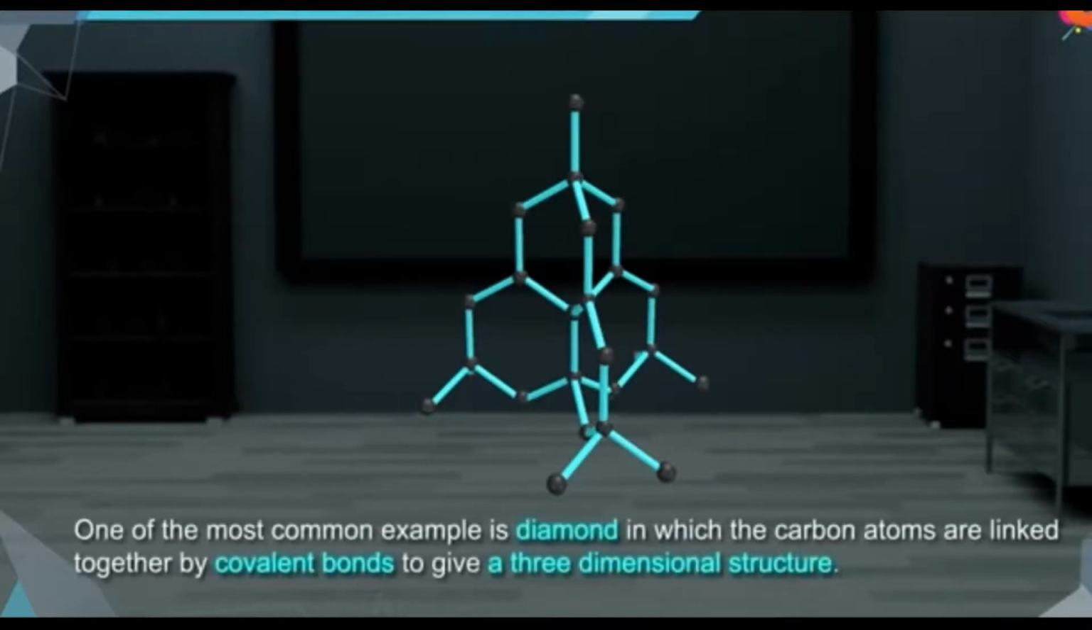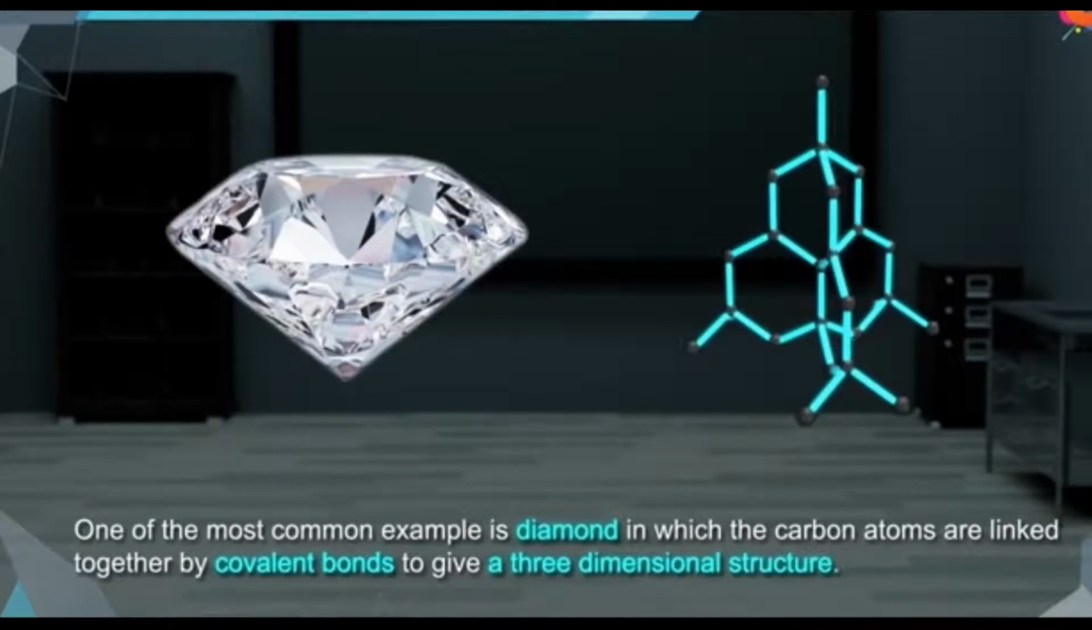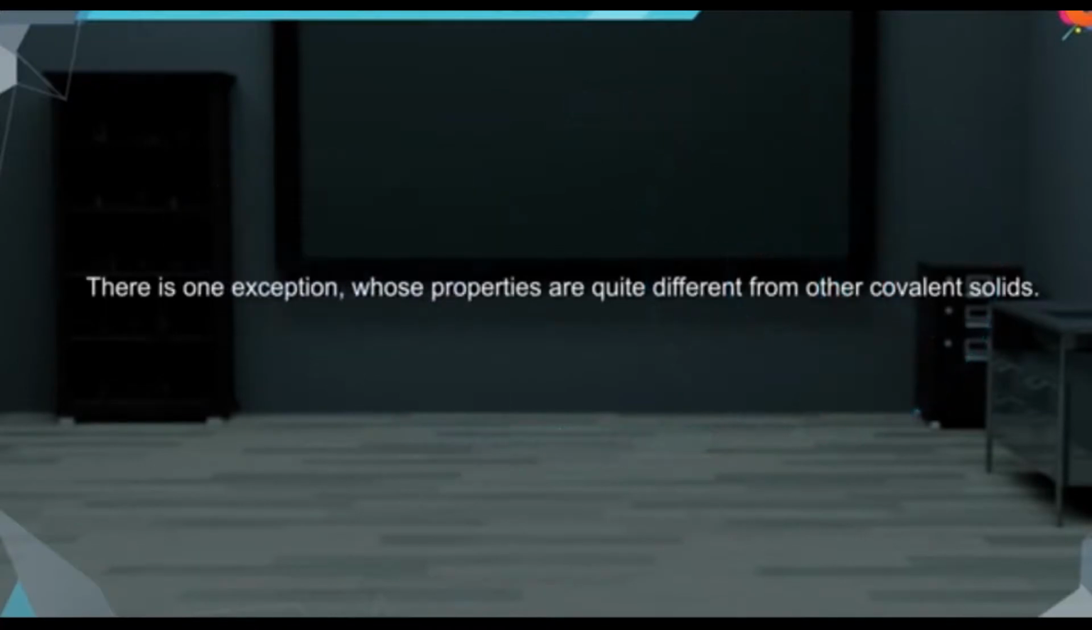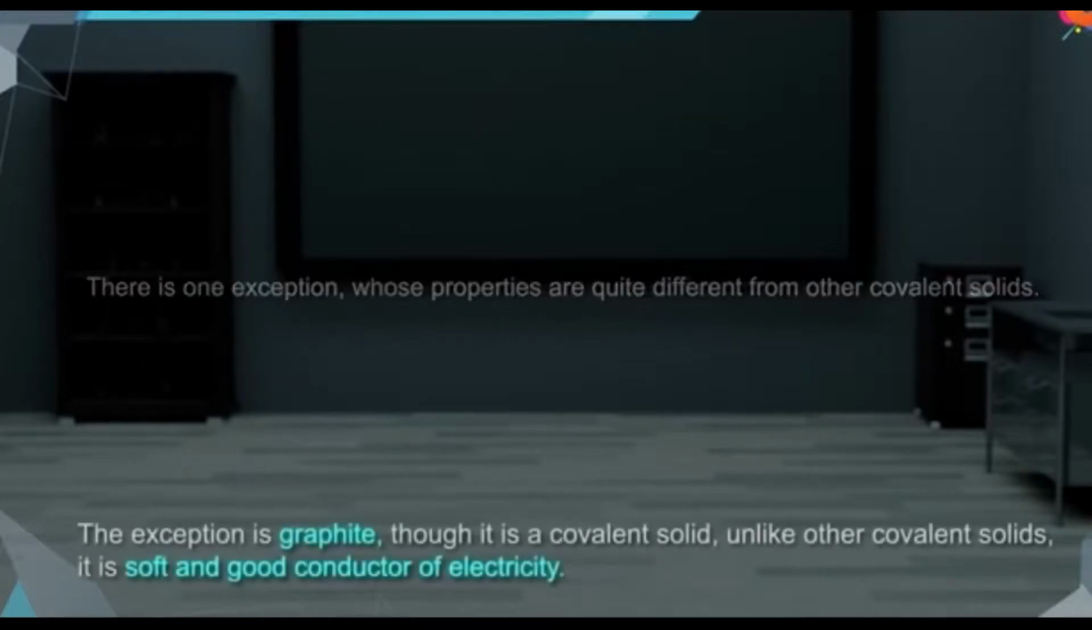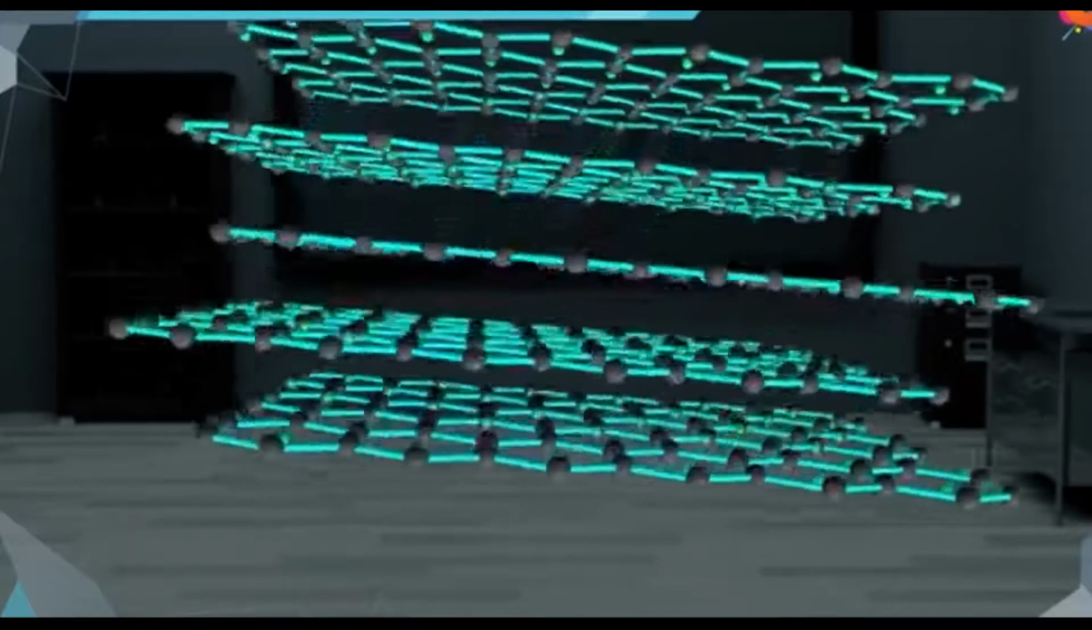One of the most common examples of covalent or network solid is diamond, where each carbon atom is linked together by 4 covalent bonds to give a 3-dimensional structure. There is one exception where properties are quite different from other covalent solids. The exception is graphite. Though it is a covalent solid, unlike other covalent solids, it is soft and a good conductor of electricity. This exceptional behavior of graphite is due to its typical layer structure.